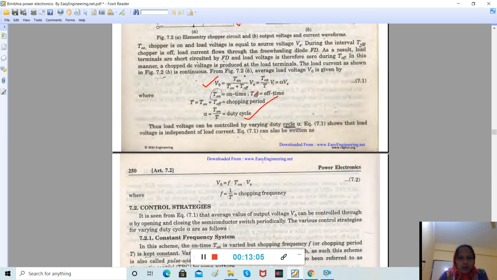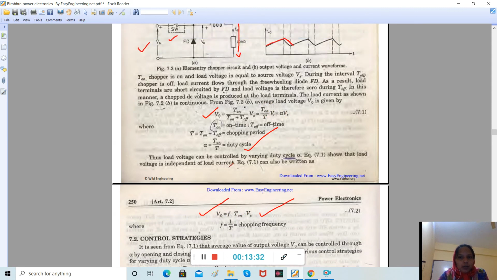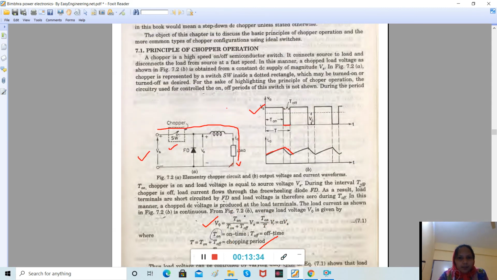See, V0 is equal to alpha into Vs, or you can write V0 is equal to T on by T into Vs. T on is here, Vs is here, but this T is the chopping period, so 1 by T gives you F, the chopping frequency. So the overall average output voltage can be represented by V0 equal to F into T on into Vs. This is the average output voltage expression for the step down chopper. So this is the principle of operation of the step down chopper. Clear? Okay.